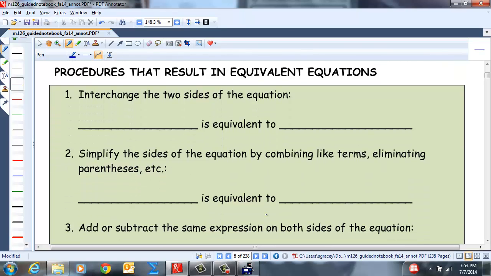So you can interchange the two sides of an equation. So if you had something like, I don't know, 12x minus 3 is y, that's the same as y equals 12x minus 3.